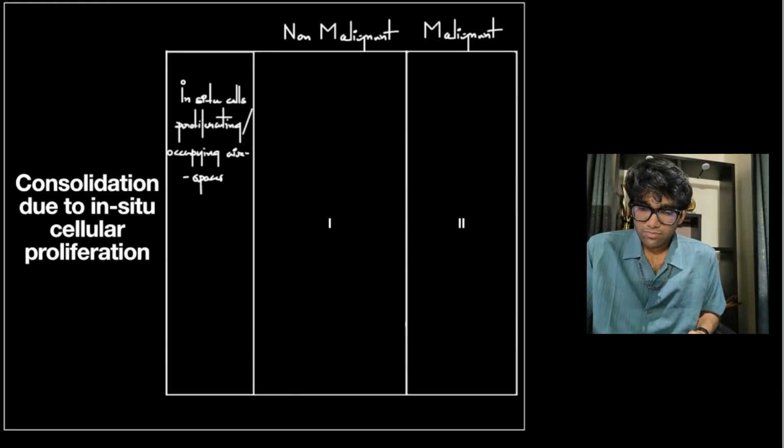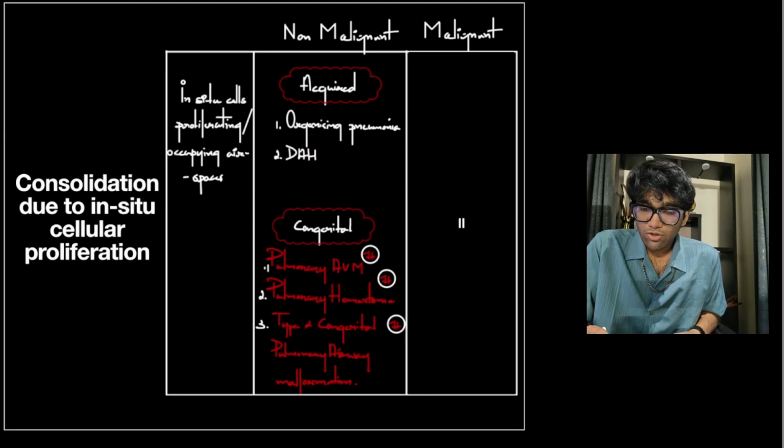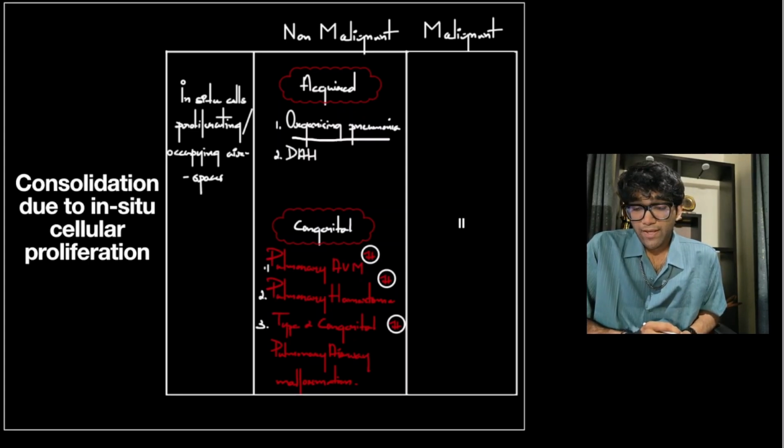So let's start with consolidation due to in situ cellular proliferation. Non-malignant in situ proliferation would be due to proliferation of fibroblasts within the lung parenchyma and then infiltrating into the alveoli. That is an entity we call organizing pneumonia. Second, there could be blood leaking from the capillaries into the alveoli, and that is what we call alveolar hemorrhage, or in this case diffuse alveolar hemorrhage.